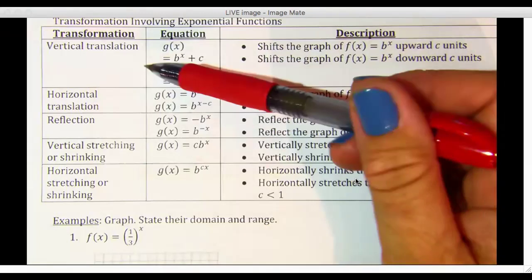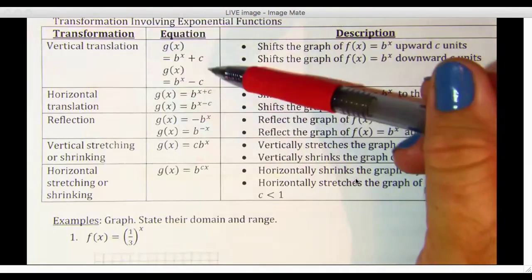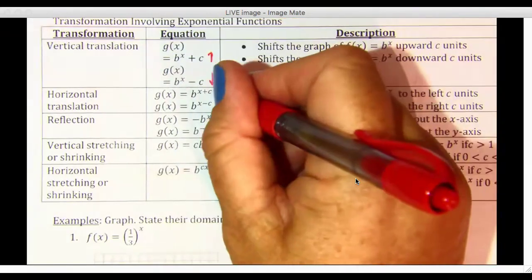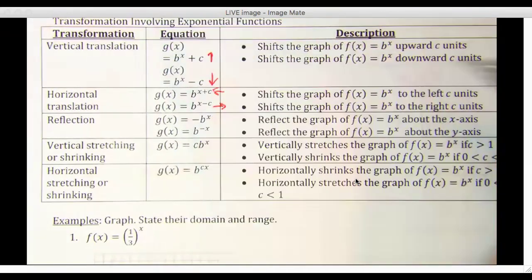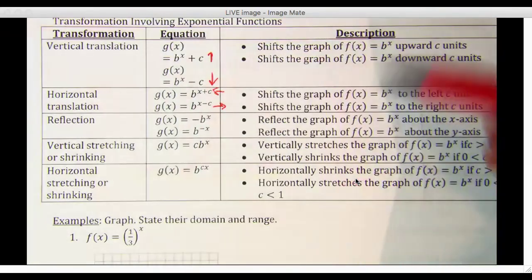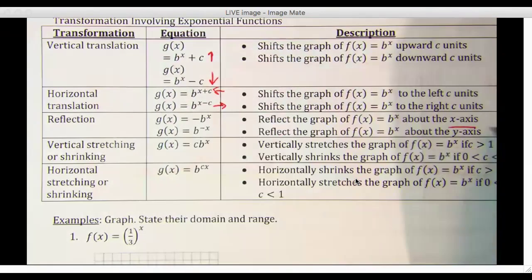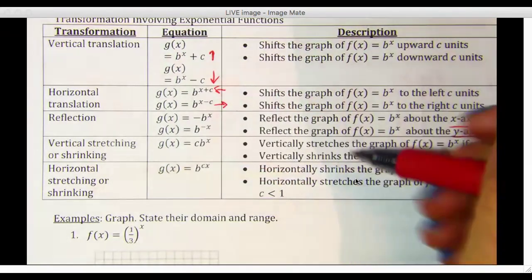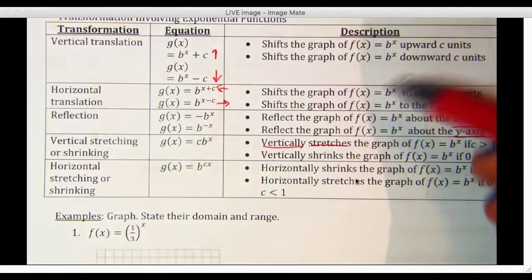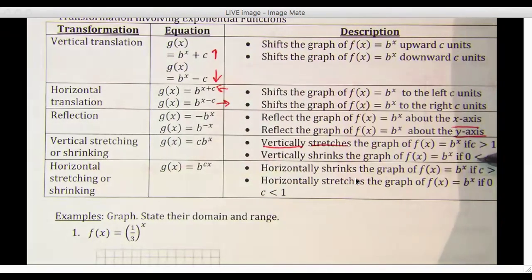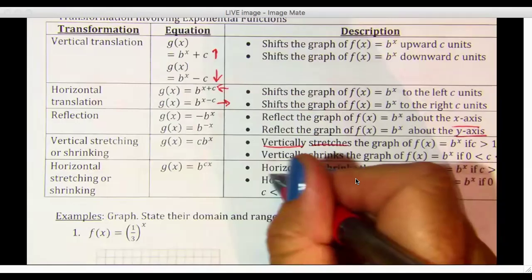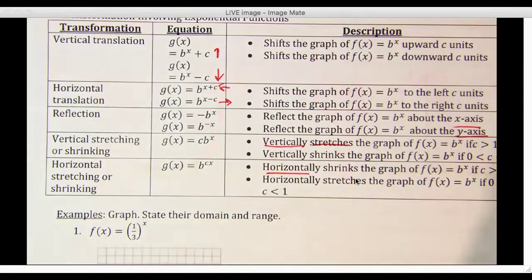So this plus c on the end, minus c shifts this graph up. This shifts it down. Plus c on the inside moves it to the left, and minus c on the inside moves to the right. This negative out front reflects it across the x-axis, the negative inside across the y-axis. C times b to the power of x stretches it vertically. And then if that value is between 0 and 1, it shrinks vertically. And then some constant on the x in the exponent horizontally stretches and shrinks our graph.